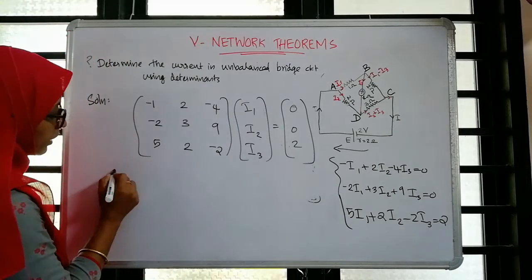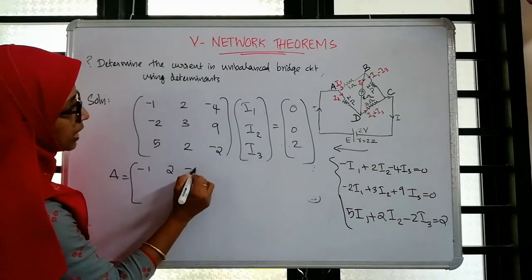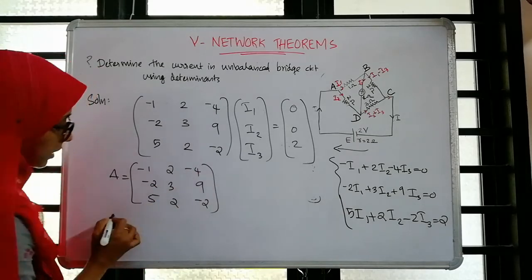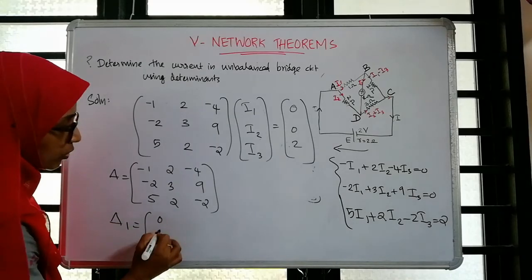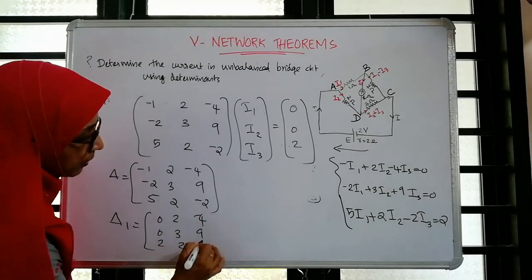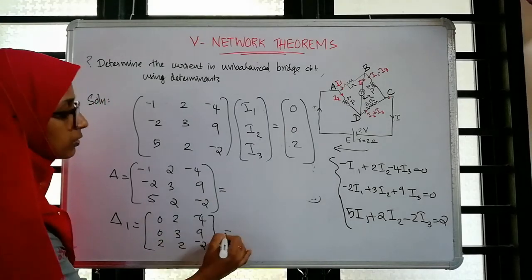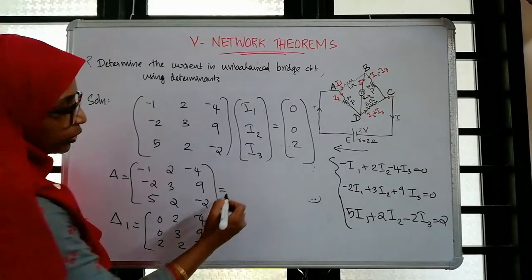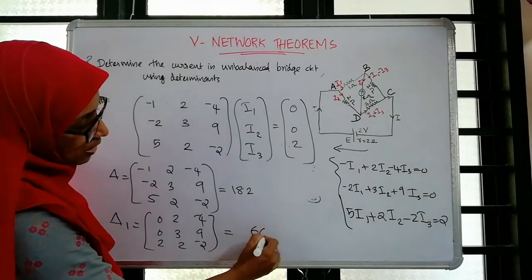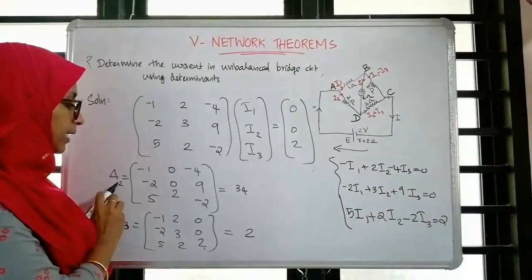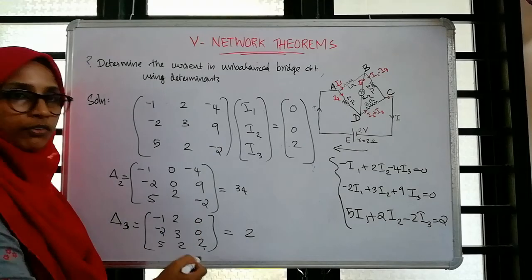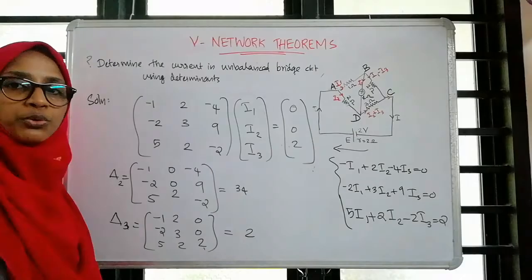From this we know del is equal to the determinant minus 1, 2, minus 4, minus 2, 3, 9, 5, 2, minus 2. And del 1 is equal to 0, 0, 2, 2, 3, 2, minus 4, 9, minus 2. The values will be, you have to solve it, del equal to 182 and del 1 equal to 60. Similarly, del 2 is obtained by replacing the second column with the RHS, and del 3 by replacing the third column. So we get 34 and 2 correspondingly.